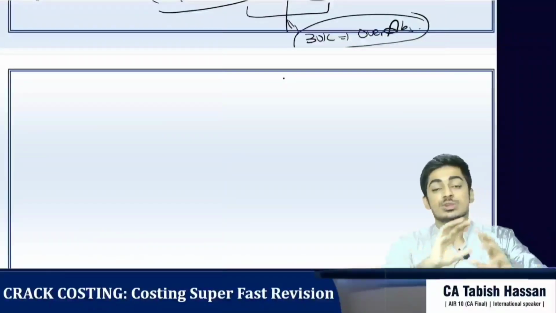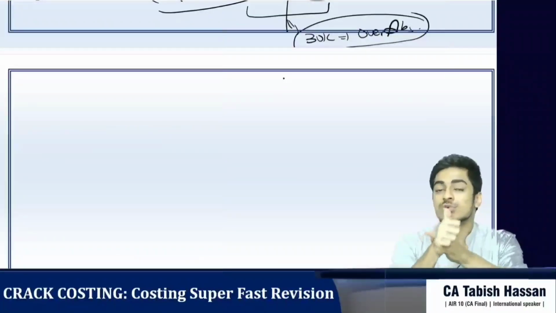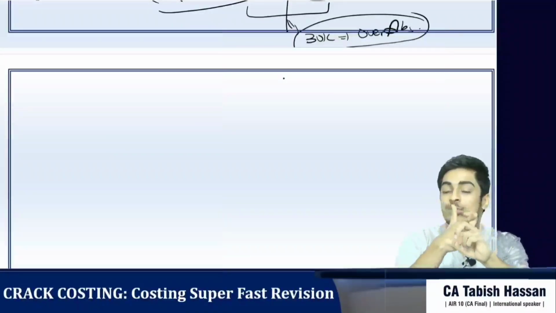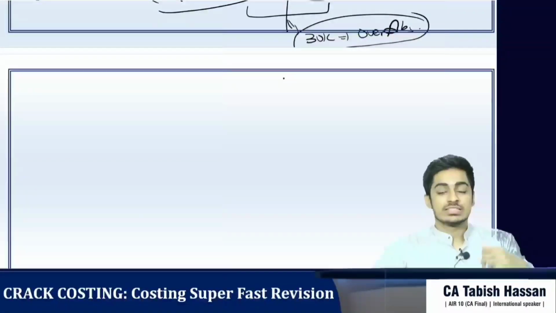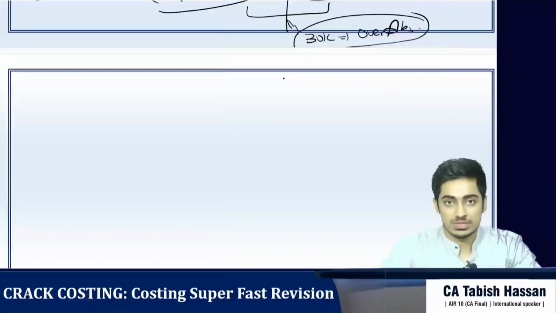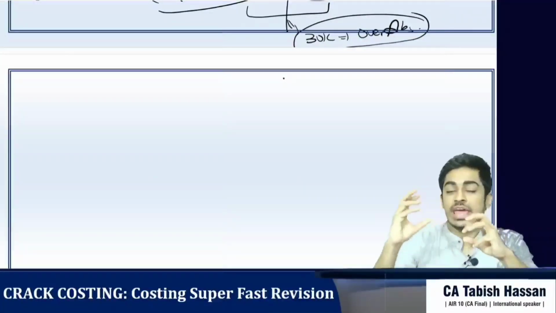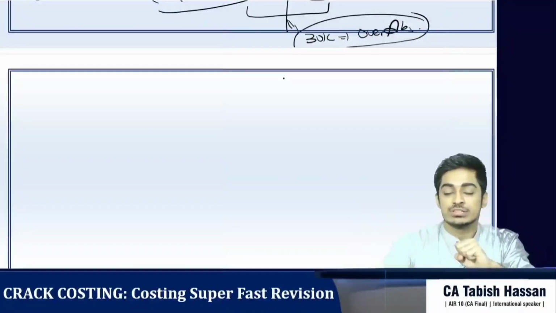So we have discussed why under or over absorption happens, because we won't have the actual overhead, so we take estimated overhead, and we won't be knowing the actual basis. That will also be estimated. So that's the reason why under or over absorption happens. Then we've seen what is under or over absorption. If absorbed overhead is more than actual overhead, it's called over absorption. If absorbed overhead is less than actual overhead, it is called under absorption.